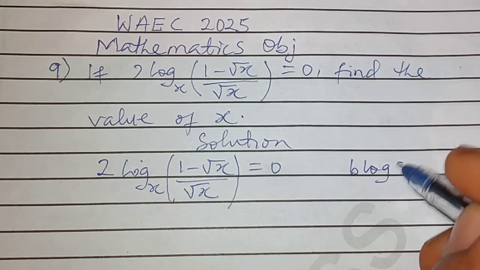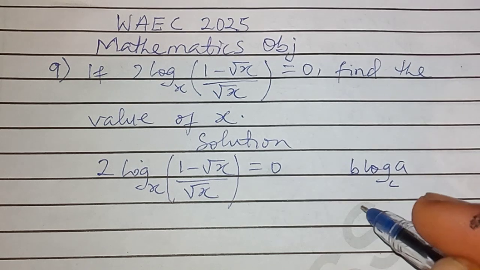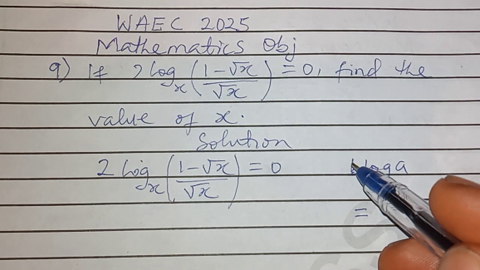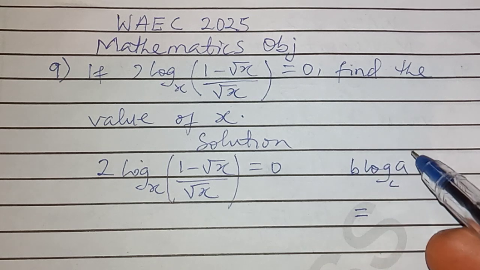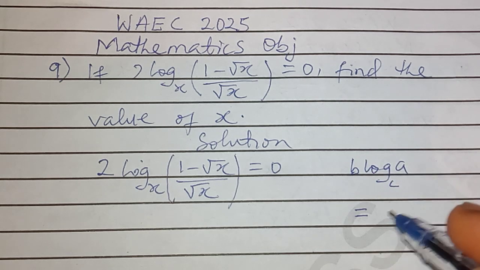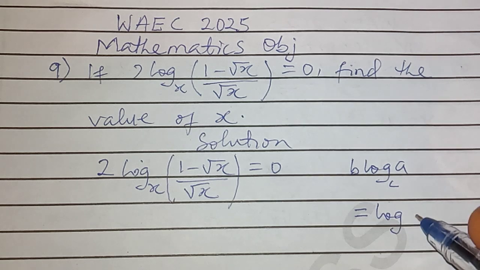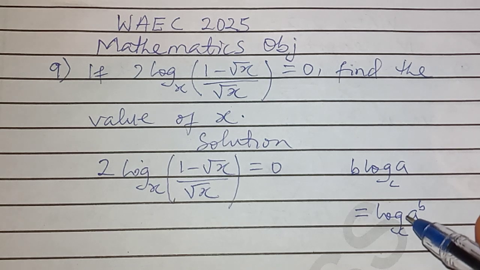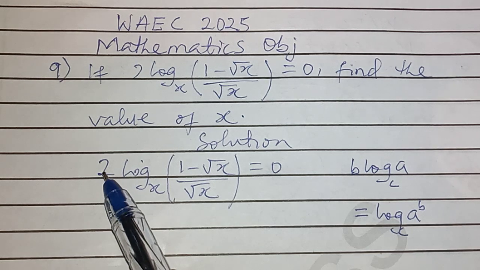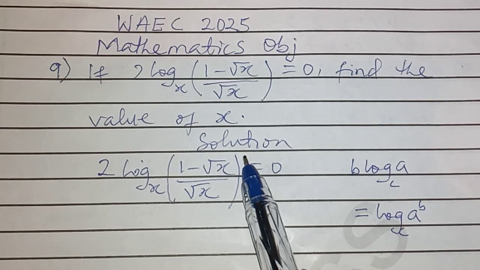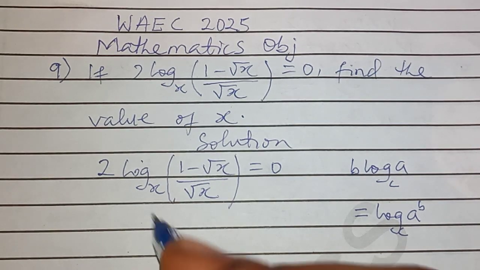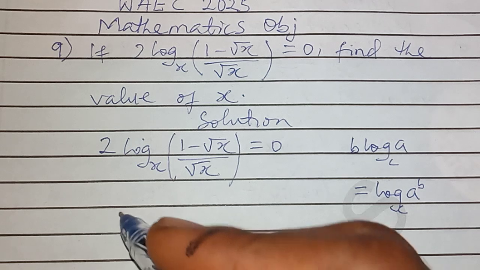So we are going to apply the law of indices that states that b log a base c is the same thing as you take b and make it the power of a. So we can now have log a raised to the power of b base c. So applying this law, we can now take this 2, bring it up here to become the power of everything inside the bracket.